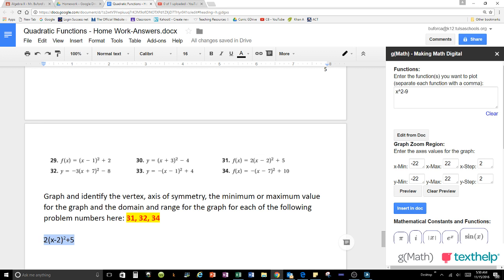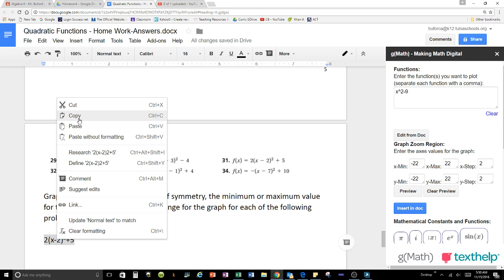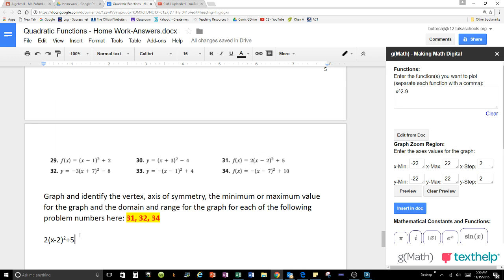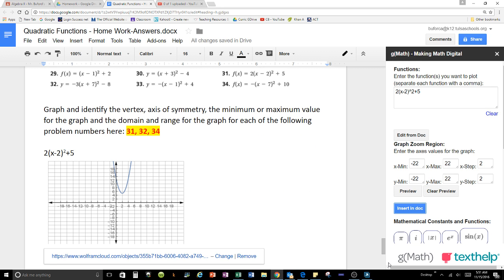So let's graph this. Copy. So put this in here. Paste. We need to change that between the 2 and the right paren. Do a shift 6. Okay. Make sure the cursor's under here. Insert document. And voila. You can see we're shifted over to the right 2. We're up 5. And that's our parabola.